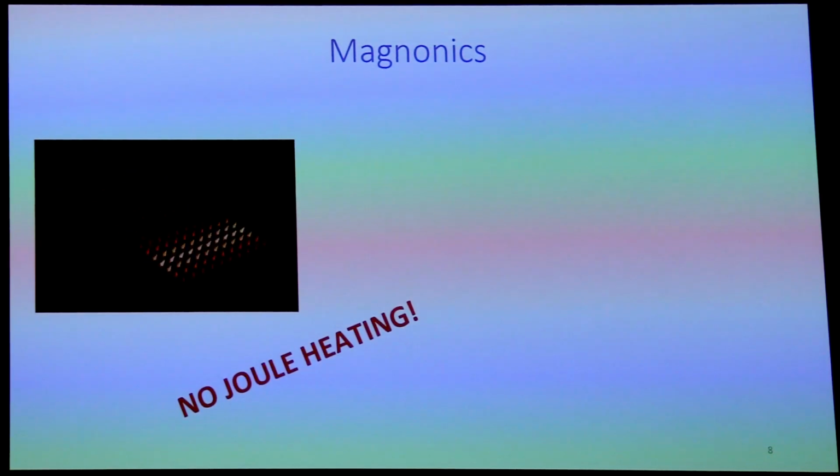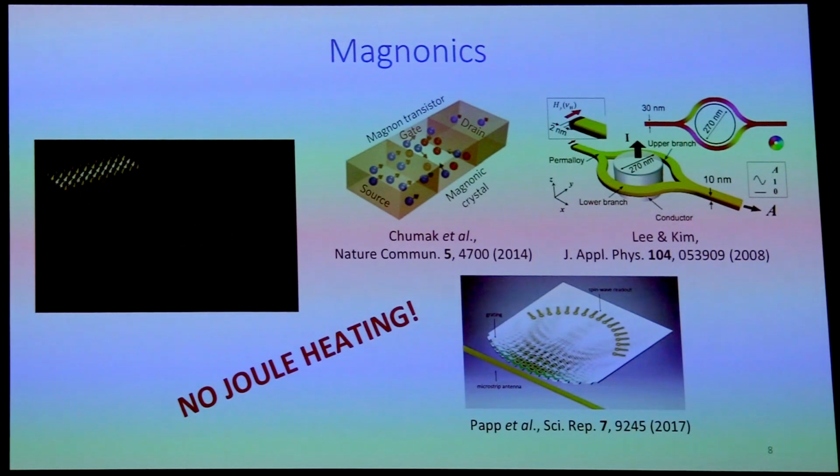And one of the most important things about this field is that because there's no displacement of electronic current, of electrons, there's no Joule heating. In this field, there's been a lot of research, and there have been proposals of devices that use magnons, such as a magnon transistor or a magnon interferometer.